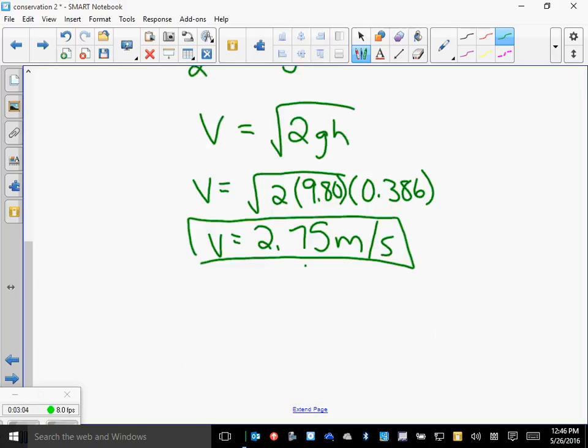Now we have enough information to use conservation of momentum to examine before and after the collision, which allows us to calculate the velocity of the bullet just before it hit the pendulum. This is what conservation of momentum is good at, looking at both before and after the collision. Okay, so the total momentum before equals the total momentum afterwards.